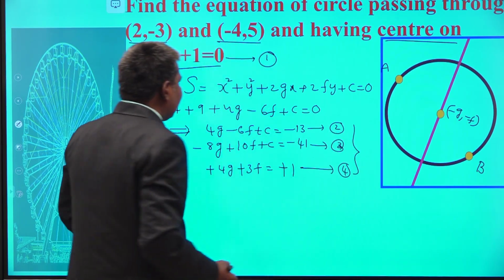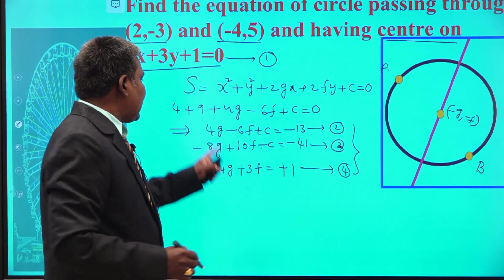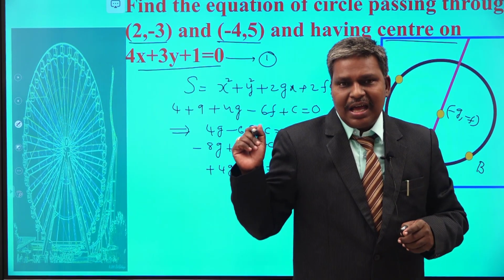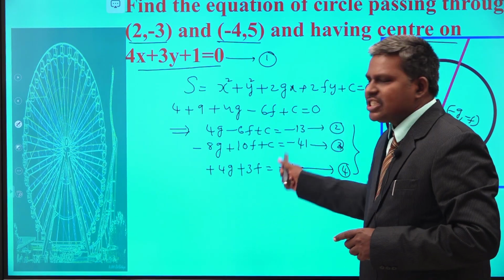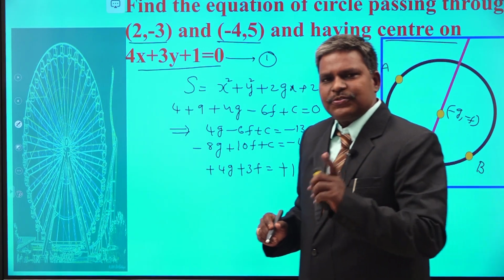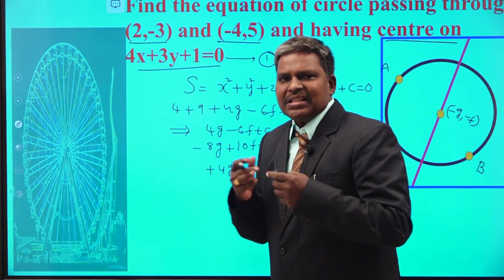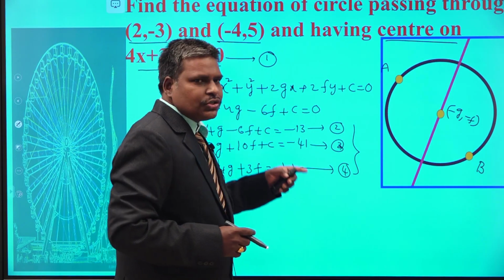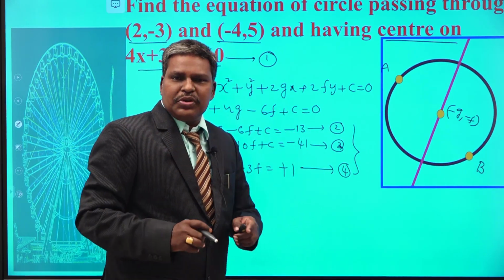So, you have 3 conditions, 3 unknowns, and you can form 3 equations as shown in this figure. By solving these 3 equations, we get the f, g, c values. After getting the values of f, g, c, substitute them in S equal to 0, and we obtain the required equation of the circle.